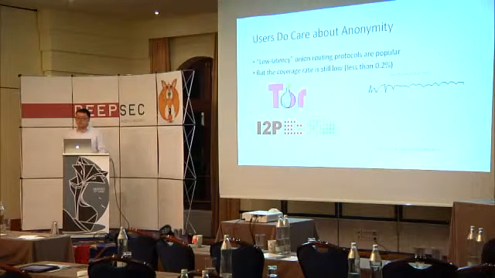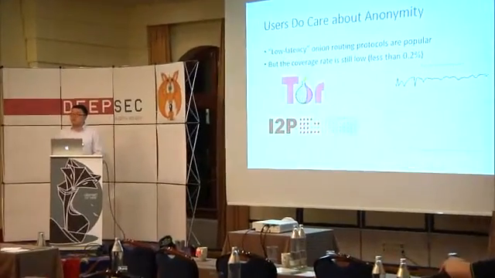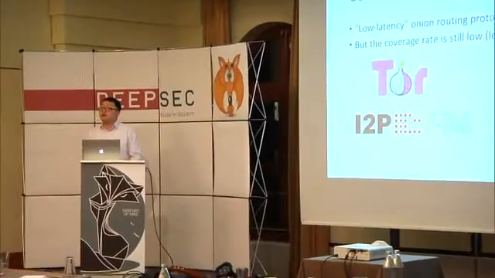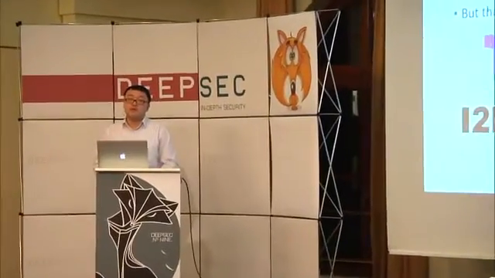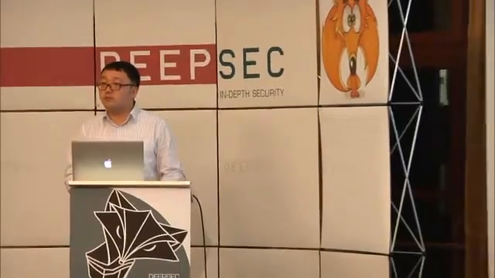Take Tor as an example. The figure in red shows the average number of daily users between January 2015 and March 2015. We can see that the number is about 2 million. Even though that absolute number is pretty huge, given the total internet population, the coverage rate is still low. So why is that, and how can we improve?